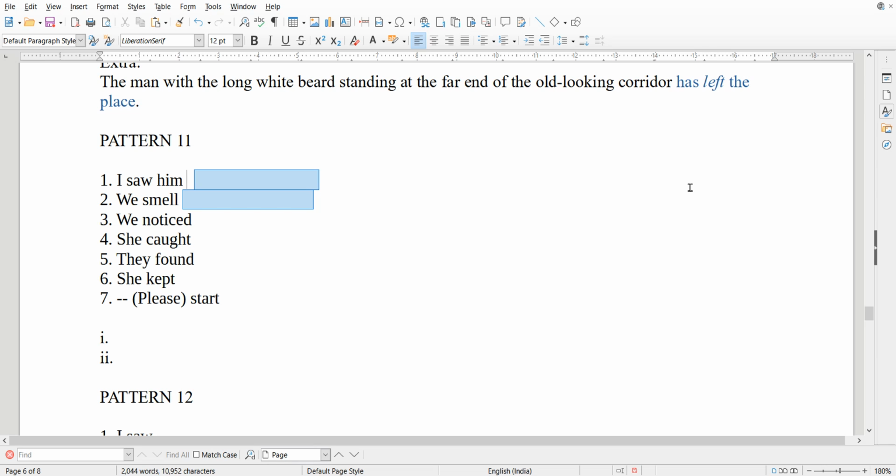Anyway, so pattern 11. Subject plus verb plus noun or pronoun plus present participle. Okay, so we have the subject, I saw, noun or pronoun, him, crossing the road. So this is what they mean by present participle, and the object of this verb is the road. Okay, this is the pronoun they're talking about. Great.